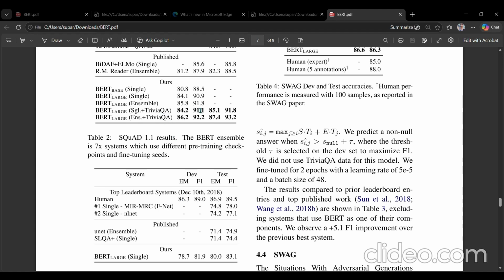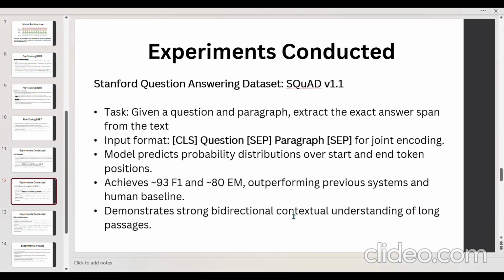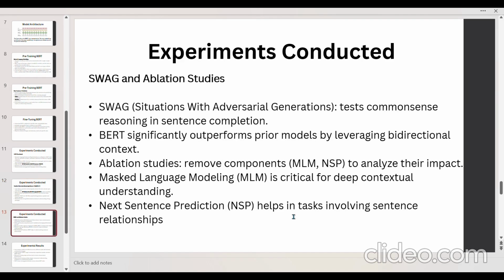And the BERT large model has an accuracy score of 92.2%, which is a significant improvement from the previous models. And this demonstrates BERT's strong bidirectional contextual understanding for long sentences and its ability to extract answers from them. Several other experiments were conducted, including SWAG and ablation studies.